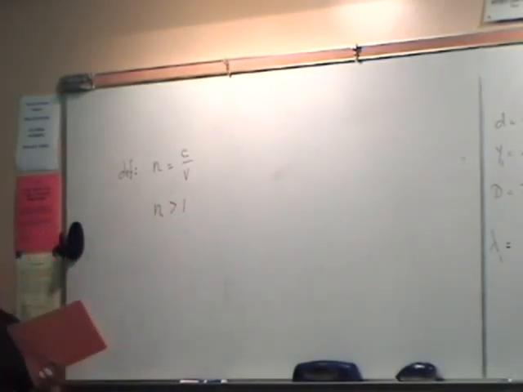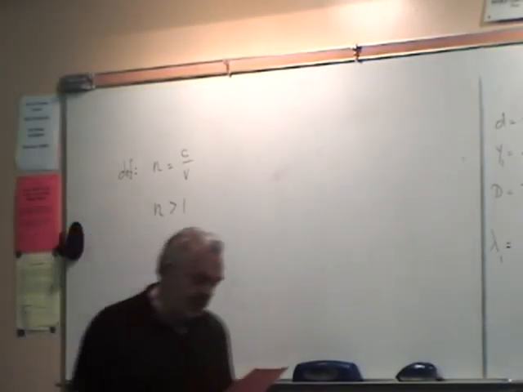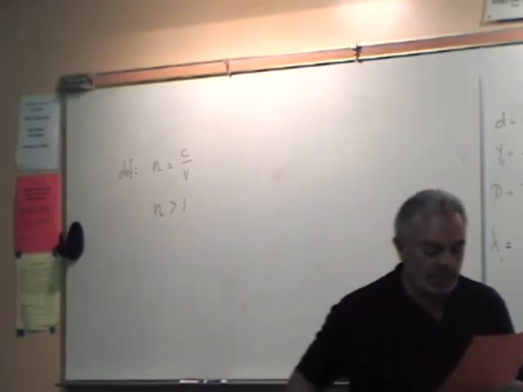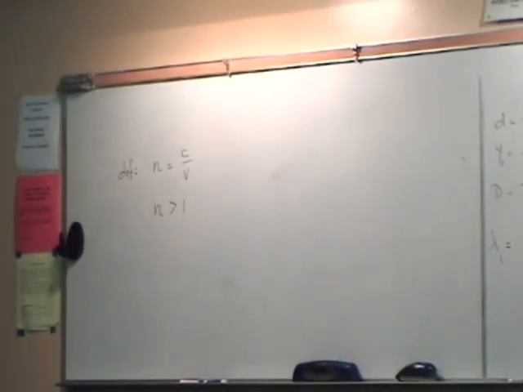The only time n equals 1 is in a vacuum, where the speed of light is not disturbed. Otherwise, oh, it says see Table 16.3, page 537. Oh, there it is. On page 537, they give us some indices of refraction.